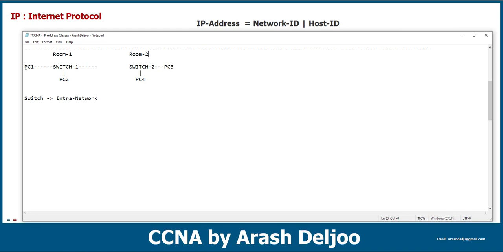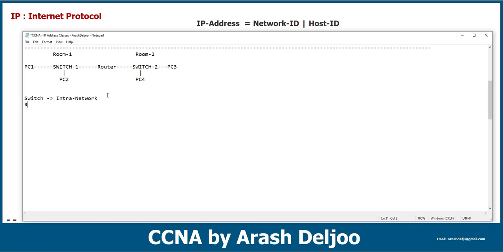And also we need to have connectivity between PC1 and PC3. Here we have another device, we call it a router. You will learn about the router. Don't worry at all about the detail, because I'm not going to delve into the detail of inter-network or intra-network communication. I'm going to talk only about the IP address. We need a little understanding about the network, and after that, we can talk about the IP address and its detail.